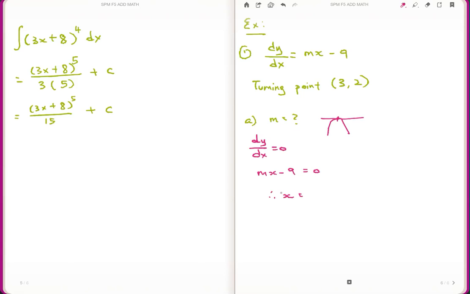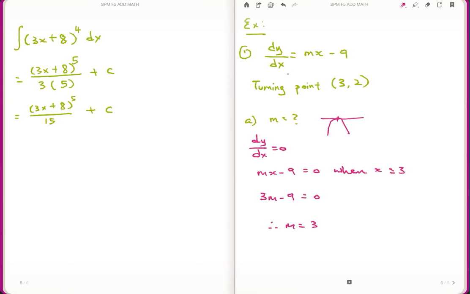Oh no, it's not x. Sorry. When x is equal to 3, therefore 3m minus 9 is equal to 0. Therefore, my m will be equal to 3. Bring it over, 9 by 3 is 3. And then find out the equation of this curve.